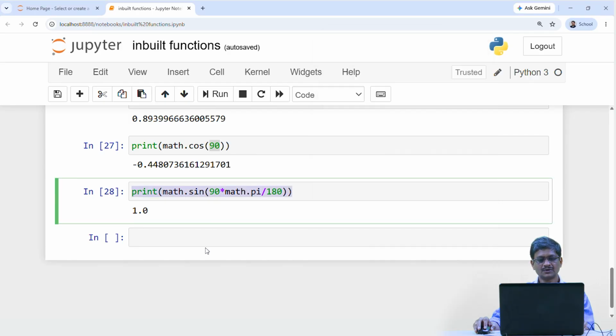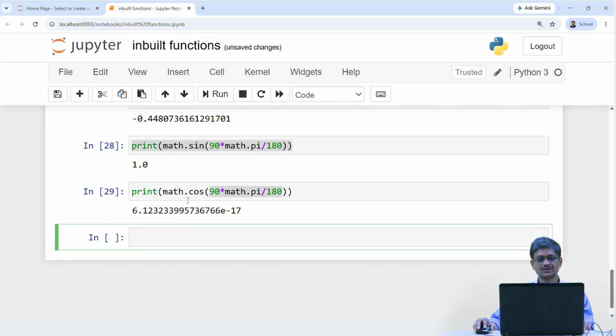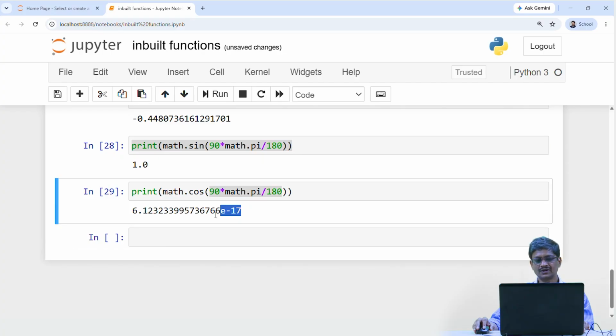You can see similar behavior in cos as well. So if I use cos, this time I am using cos of 90, then I am multiplying it by pi by 180, so that I get the value in radian form. If I execute this, I am getting 6.1 something and 10 to the power minus 17. This is a very small value, so we can say this value is closer to 0.